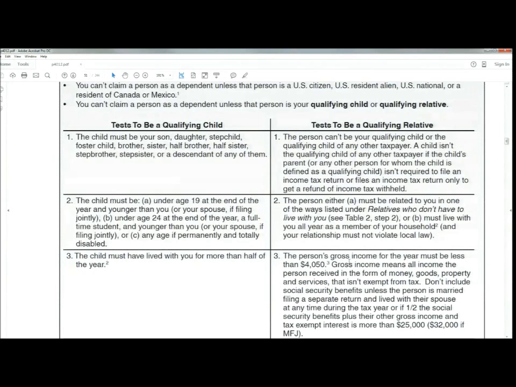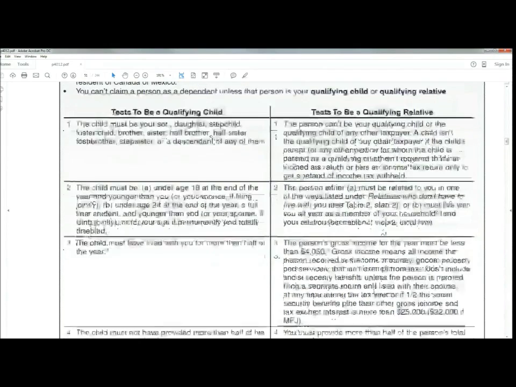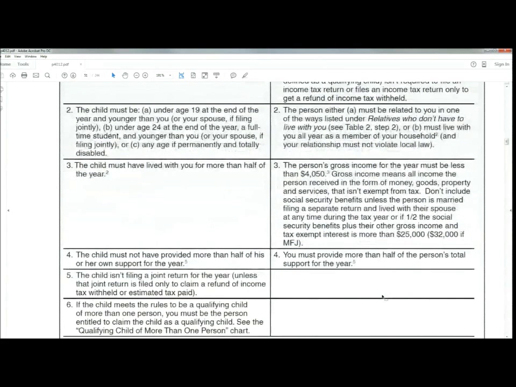The child has got to be under 19, or under age 24 and a full-time student as we've defined, that five months part, and younger than you. Or any age and totally and permanently disabled. The 'younger than you' applies to both being under age 19 and under age 24. That has a lot to do with brothers and sisters, doesn't it? Child must have lived with you more than half the year. And to be technical, it's more than half a year, not at least half a year.